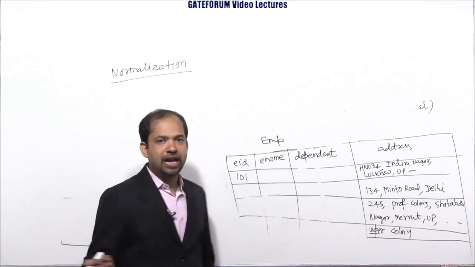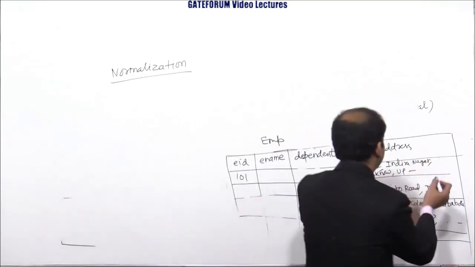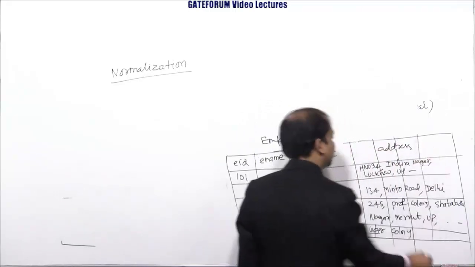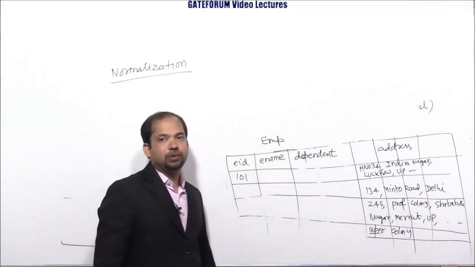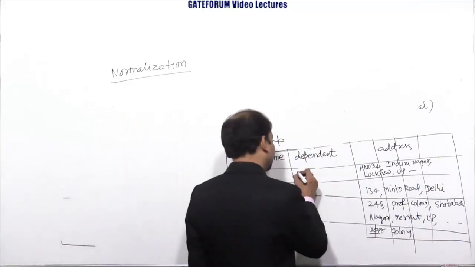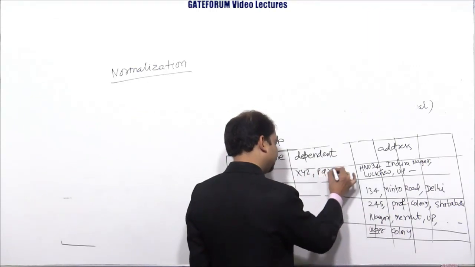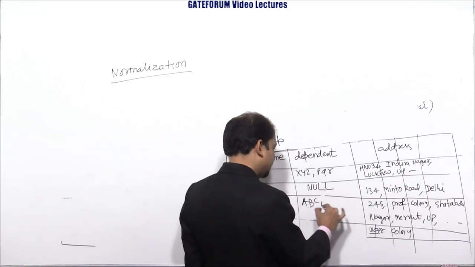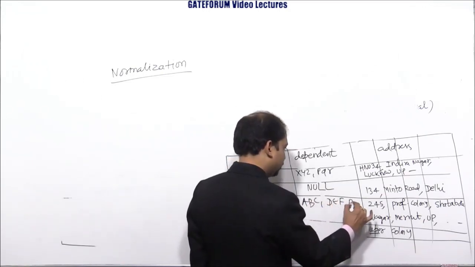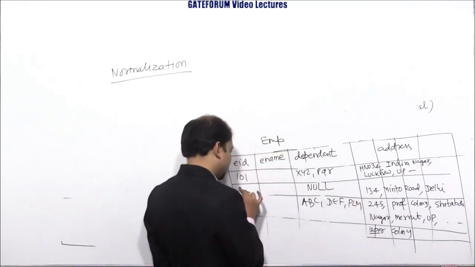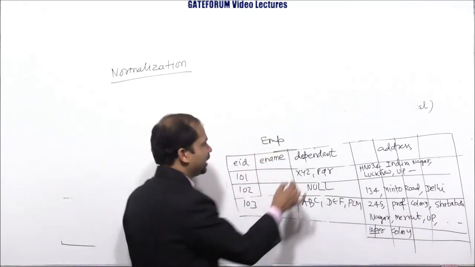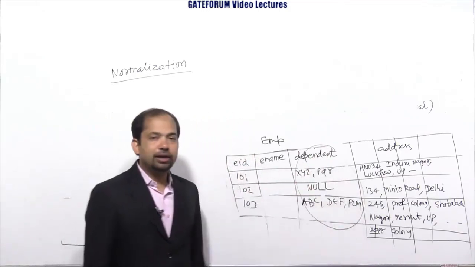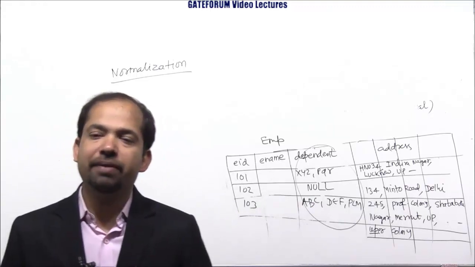Instead of address we have sorted out this problem; we will go with house number, city, state. That we have sorted out. Now suppose the column is dependent: one employee can have 2, 3 dependents, XYZ, PQR. One can have no dependent. Another has 3 dependents, ABC, DEF, PQ, and so on, with IDs 102, 103. So what will happen? This is again not a good design, because one can have 4 dependents, and one cannot have any dependent.